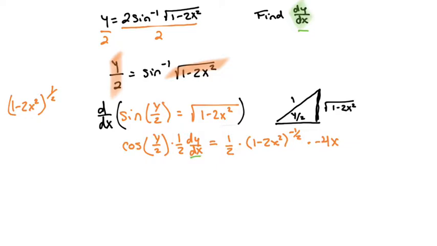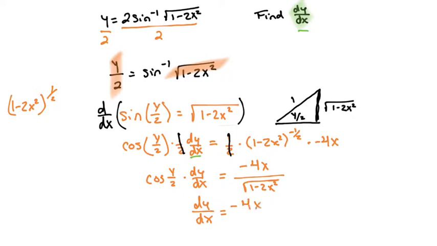Before I do, I'm going to clean things up. Right, because that's a factor on both sides. I could double both sides if I really wanted to. I'm going to go ahead and rewrite that right-hand side. It's really going to be negative 4x over the root of 1 minus 2x squared. And then, this is cosine of y over 2 times dy dx. And then I'm going to solve for dy dx, and I know dy dx equals negative 4x over cosine of y over 2 times the root of 1 minus 2x squared.